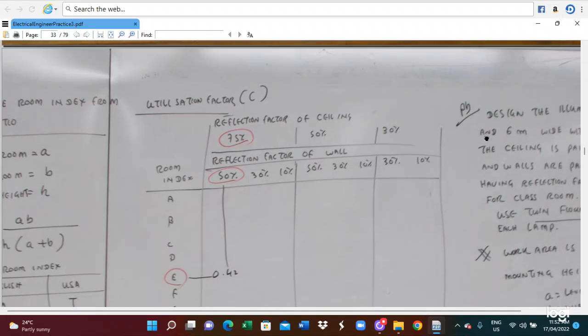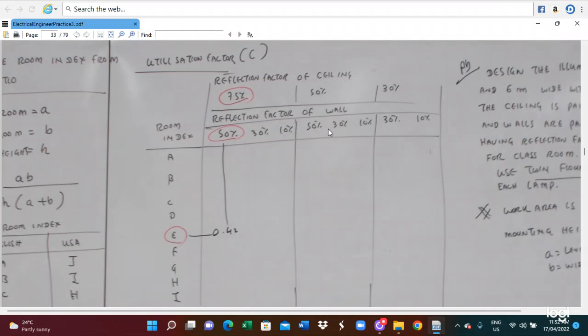And this table is for the utilization factor C. Depending on the reflection factor of the ceiling and the room index, you can calculate the utilization factor. Here the reflection factors are 75%, 50%, 30%. This is the reflection factor of the wall: 50, 30, 10, and this is the room index. So from the room index and the reflection factor, you can get the utilization factor value.